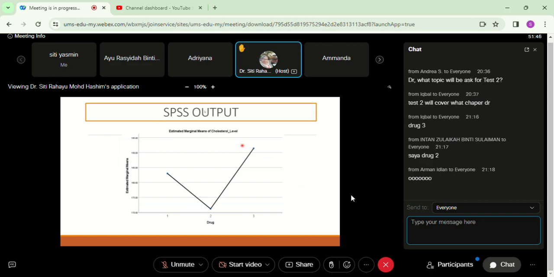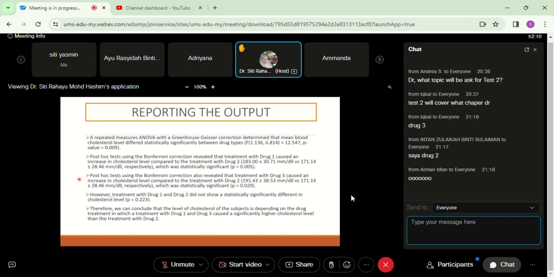Okay. Now, kita pergi kepada kedua ini. So, kalau kita lihat di sini, ini adalah dia punya EM plots, estimated marginal means plot. Kita akan lihat di sini drug 2 jauh ke bawah. Drug 1 and drug 3 tinggi di atas. Okay, itu pun sudah memberikan makna yang dah bagi hints pada kamu mana satu yang bagus. Okay. So this is how we report our analysis.